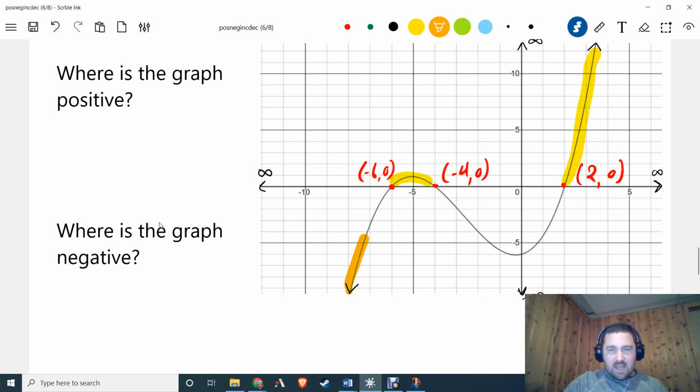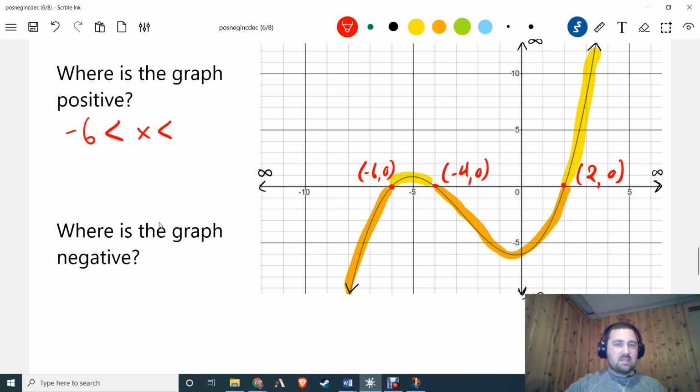Down here it's negative. And here it's negative. Okay, so how do we show this part using mathematical notation? Well, every x value between -6 and -4 has a positive y value. It's above the x-axis. So what we would say is -6 is less than x is less than -4, the graph is positive. Every x value along this part has a positive y value, and that's how you would show this little chunk of the x-axis with that notation.